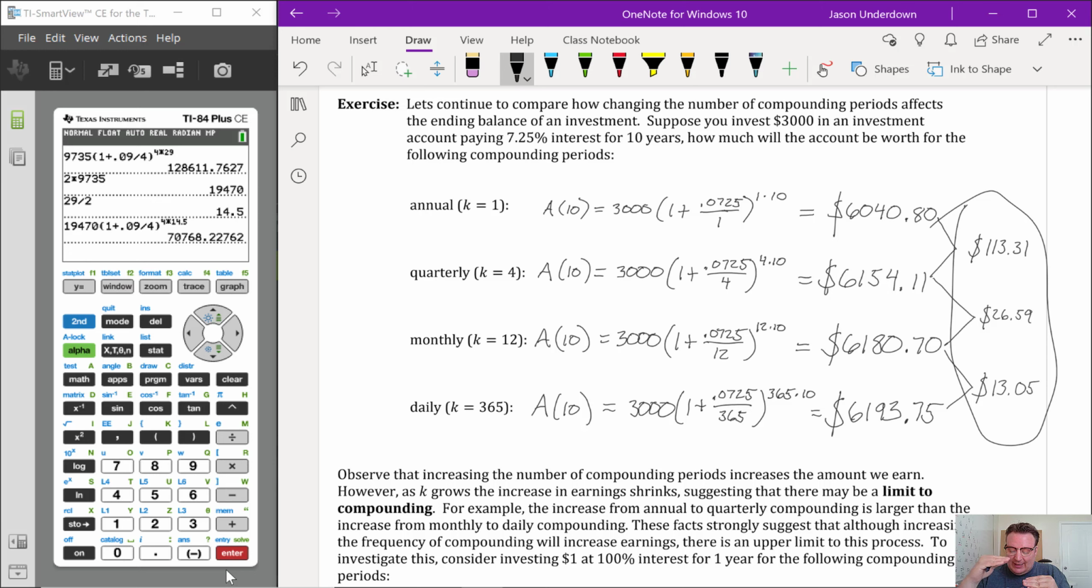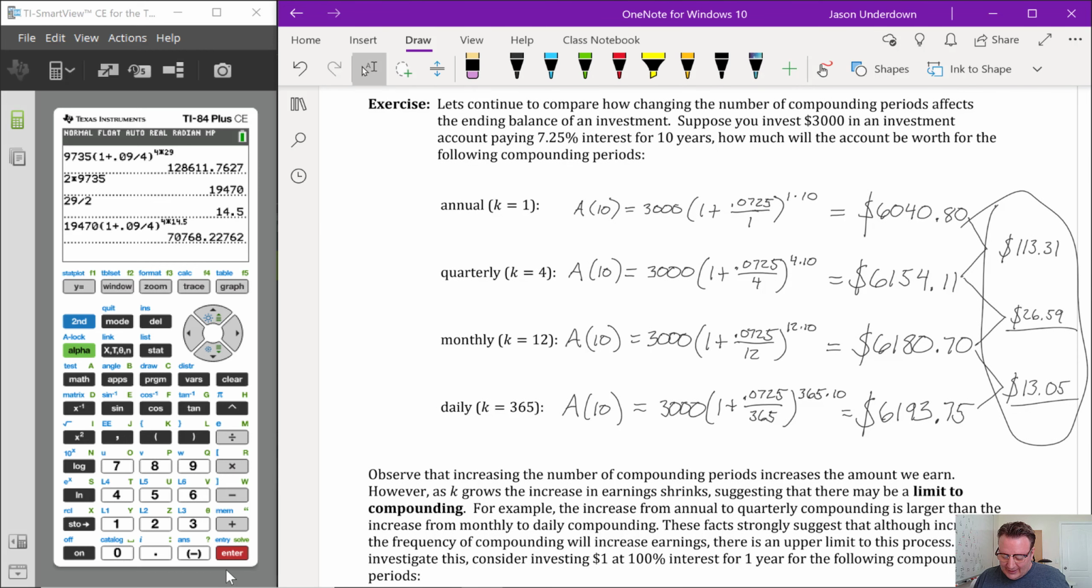Okay. But notice what's happening here is that, yeah, as k increases, the account balance is increasing, but we're getting smaller and smaller increases, even though k is growing quite large. Notice that when k went from 4 to 12, we had an increase of about $26.59 in our account. And then when k went from 12 to 365, a huge leap, right? K really grew, but it only amounted to $13.05 more than the monthly compounding.